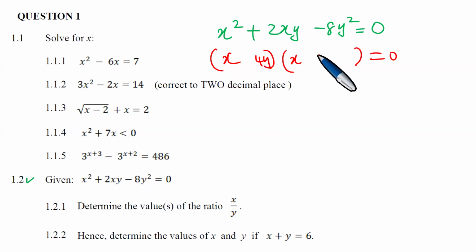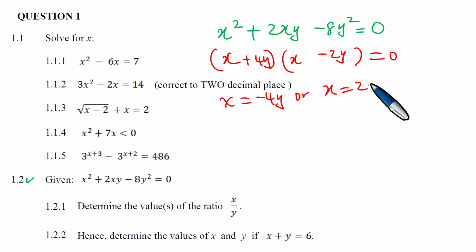So there's a 4y, and then there's a minus 2y, and then this is going to be like this, because 4 is bigger, it must have positive, so that we can have a plus there. And this is what we have. And at this point, it means that x is minus 4y, or x equals 2y. Next, what do we do?